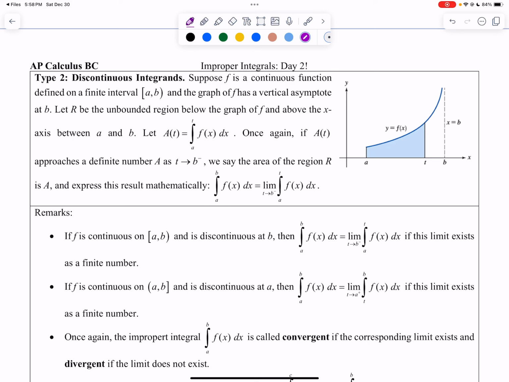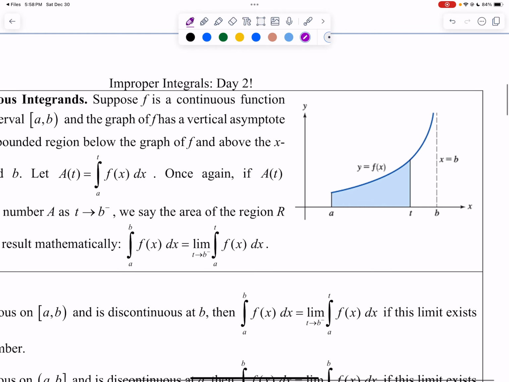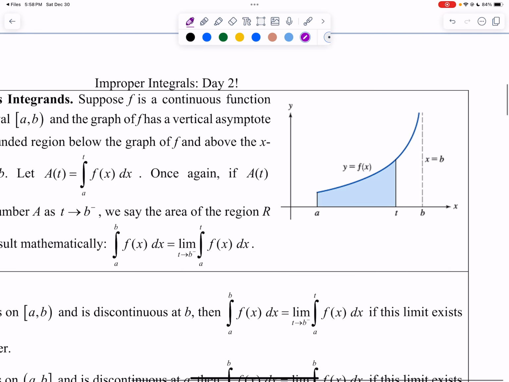Alrighty, in this video we are going to be talking about improper integrals. In this case, we're going to be talking about type 2, which is your discontinuity. So let's say that you have a vertical asymptote. So make sure that you watch the day 1 video so that you understand what's happening here.